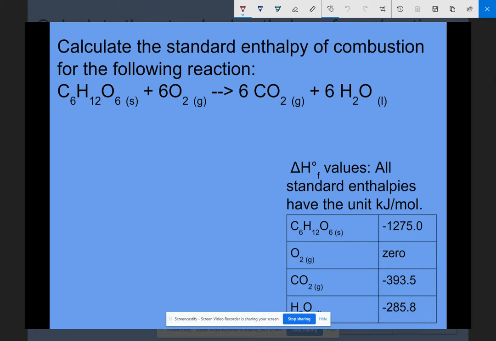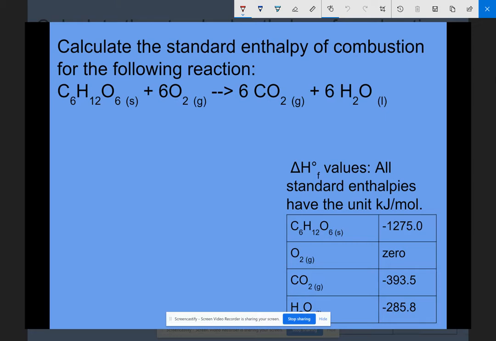So all that energy is locked up in the bonds. The energy associated with it in kilojoules per mole is associated with breaking bonds and making bonds, and that's where those energies come from. So if you're asked to do this, you're always going to be given a list of the standard enthalpies for each piece. And notice it's always the products minus the reactants.